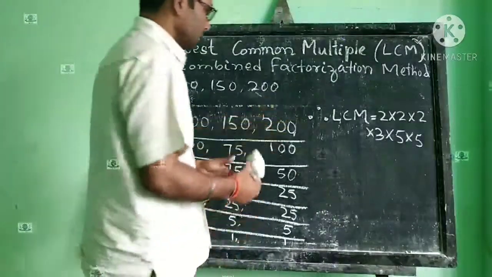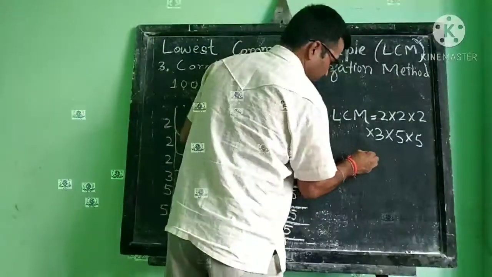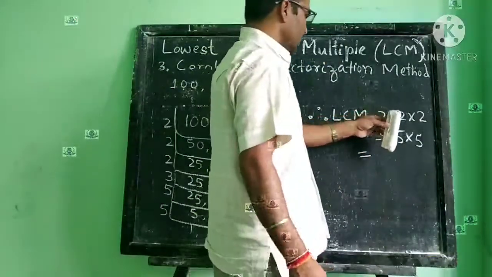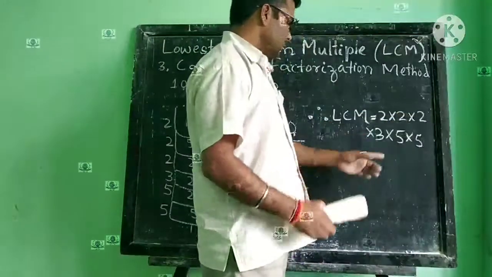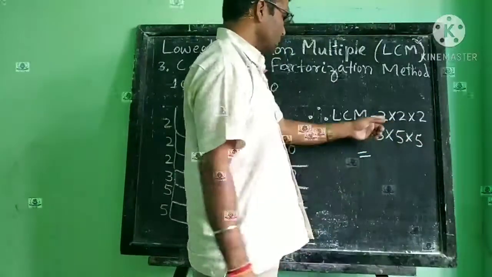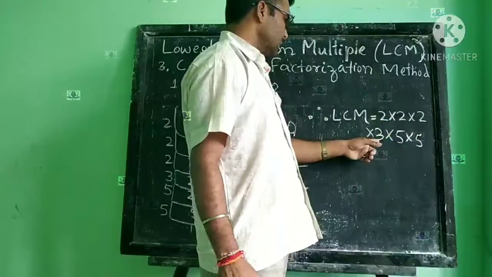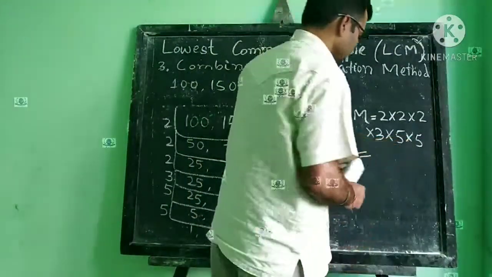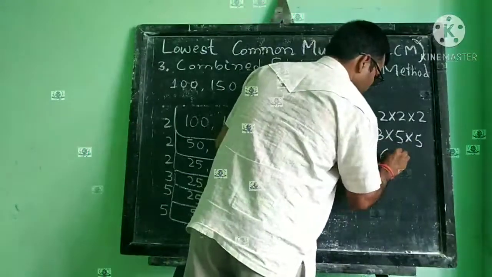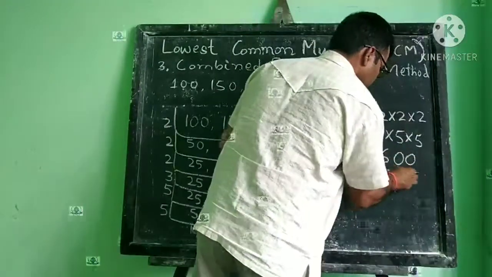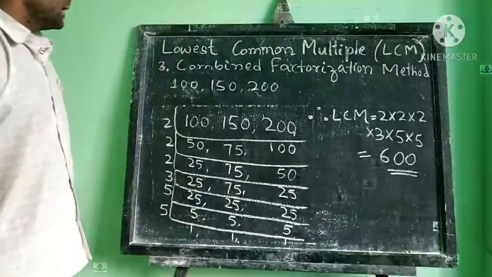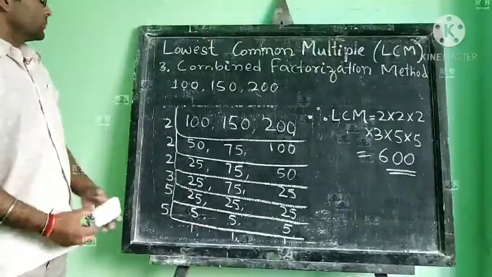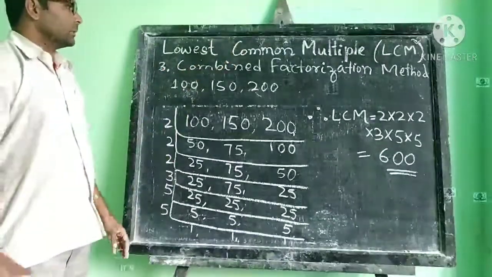So let us multiply these all together to find LCM. That is, therefore LCM is equal to 2 into 2 into 2 into 3 into 5 into 5. So 2 2s are 4, 4 2s are 8, 8 3s are 24, 24 5s are 120, 120 5s are 600. So here also we have found 600 as your LCM. So in this way we can find LCM using different methods.